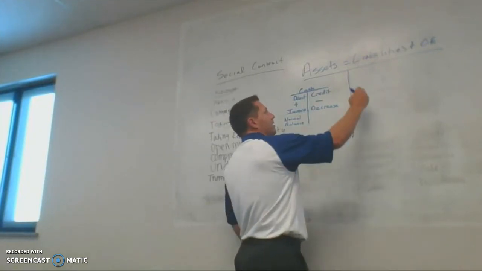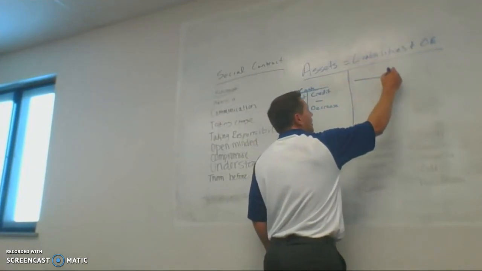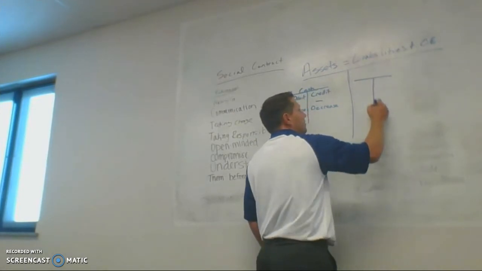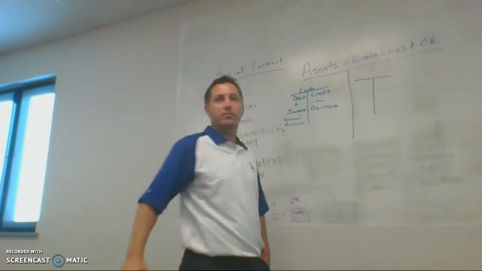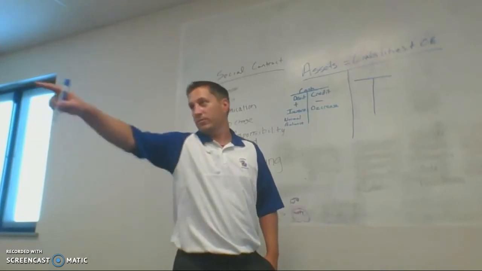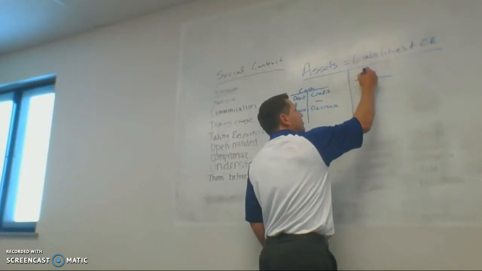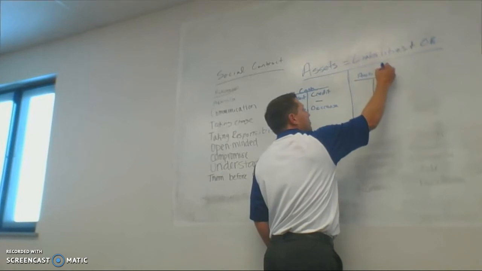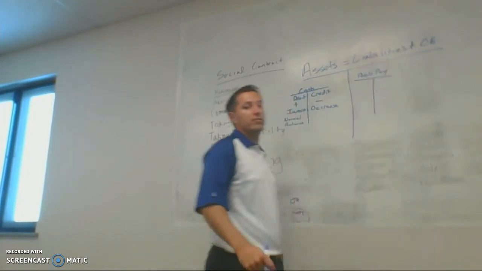So, I want you to make a prediction for me. We're going to make a T account over here. That takes care of our assets. Let's do liabilities next. What's the account we use for liabilities? Anybody remember? Thank you, Scott. Accounts payable. I'm just going to abbreviate it accounts pay.